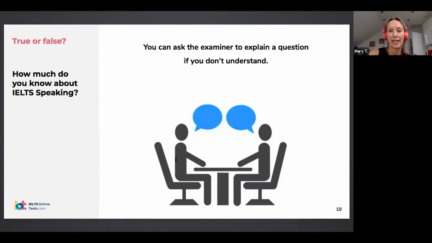Okay, you can ask the examiner to explain a question if you don't understand. Is that true or false? Okay, a lot of you saying true. Really true, Adriana. Hanan says false. Rephrase. Okay, it's actually false, but you can ask them to repeat it. So you can't really ask them to explain the question because you need to understand it. But if you don't hear them, you can ask them to repeat it.